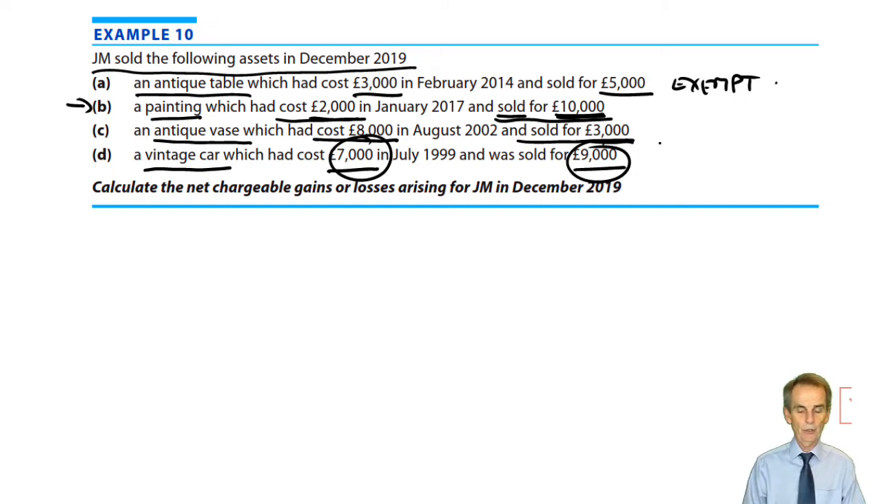Here it was about the first three. These are chattels, deal with the chattel rules. On the last one there, part D, this is a car, that therefore is an exempt disposal. It is separate to the chattel rules. A car is an exempt asset.